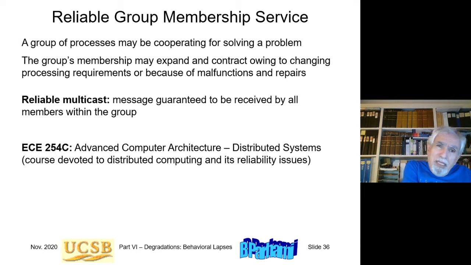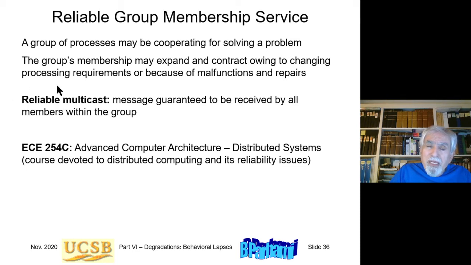Another thing that we need in distributed systems, by the way, we did have a course on distributed systems, 254C. It has not been offered for a while, but there is a similar course in the computer science department. All the topics that I discuss in this lecture are covered in much detail in those distributed systems courses. Algorithms for execution on distributed systems in a reliable fashion.